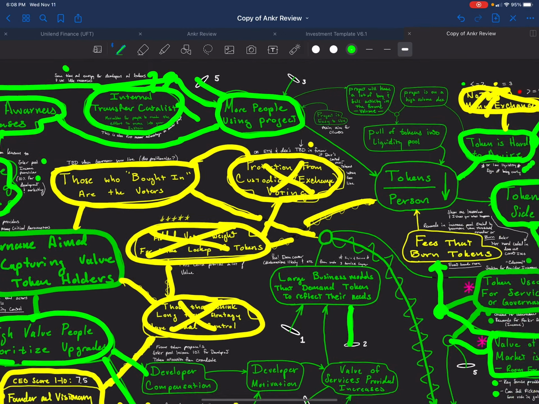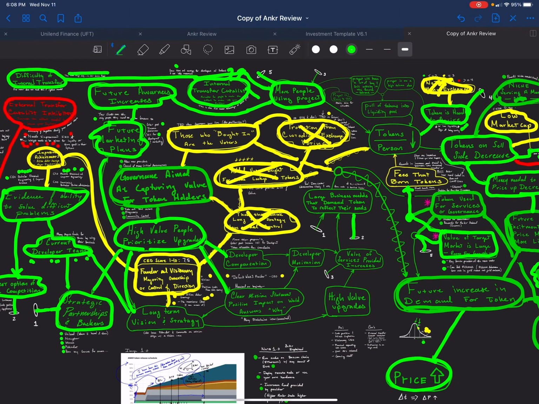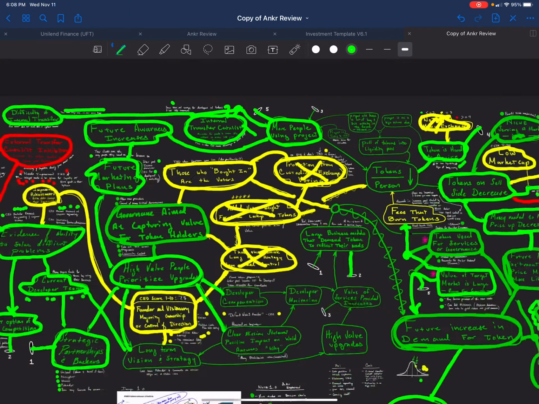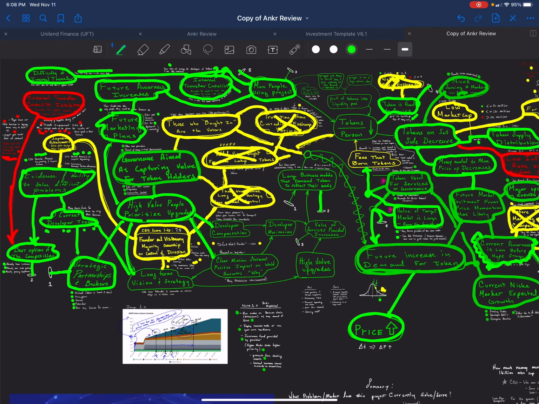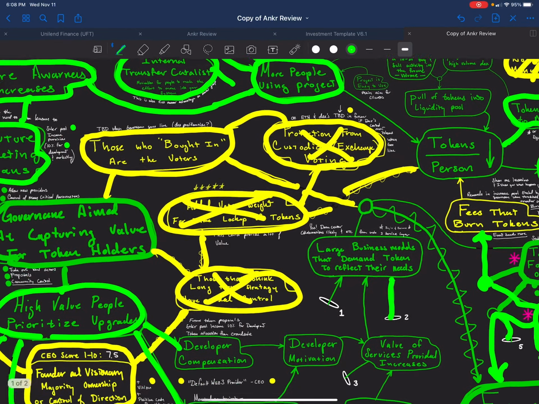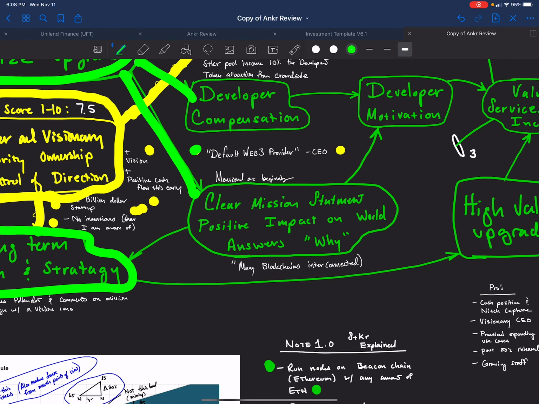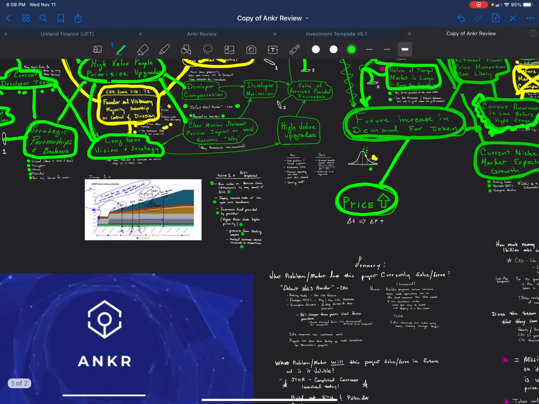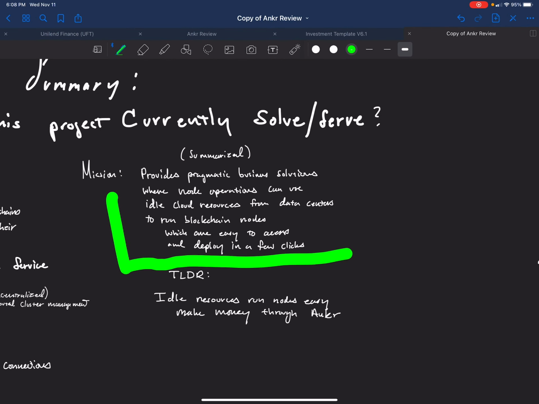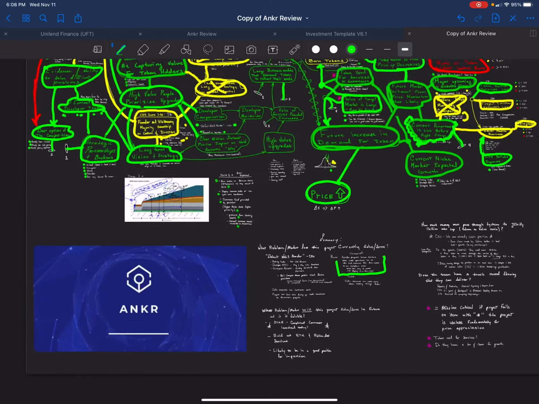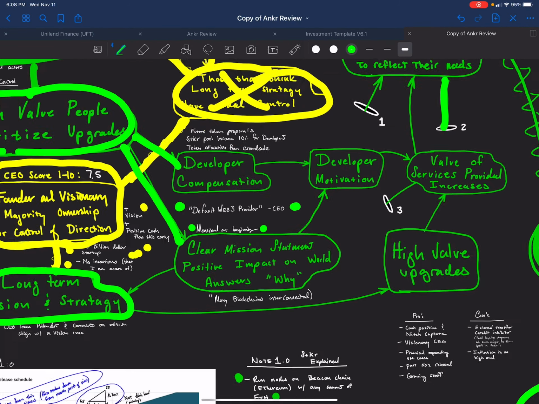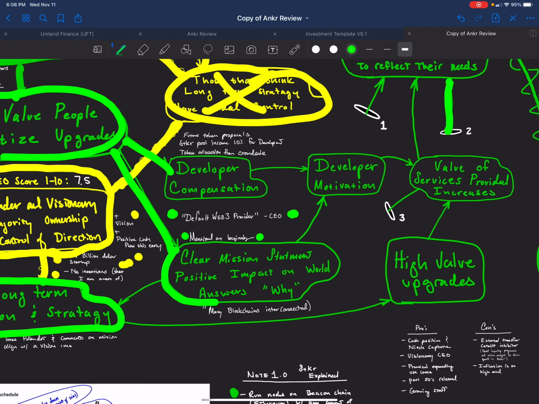All right, more people using the project. Yes, so that makes this bullish. Definitely more people are going to be using this project in the future. I think they're going to capture market share. They have long-term vision and strategy. As stated, their CEO sees them as a default Web3 provider. But I did mention what they have on their front page is what they are right here. Providing pragmatic business solutions and all of that other stuff mentioned earlier in the video. So that's all of their mission statement.